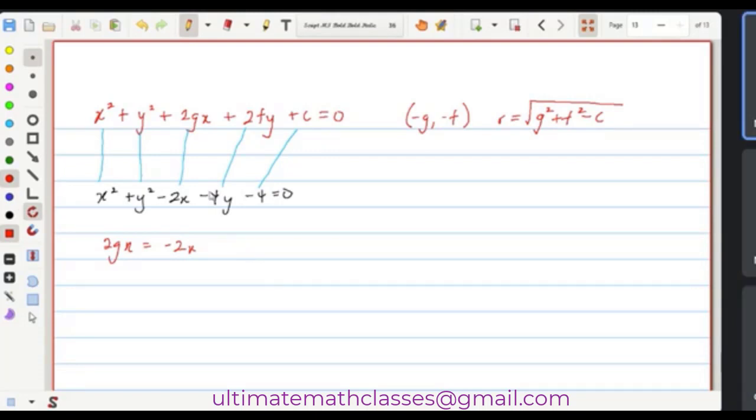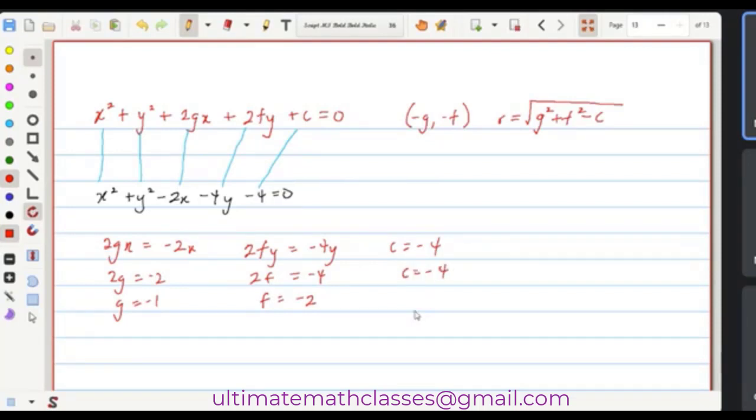Okay, but let's move accordingly. So 2fy is equal to negative 4y. Is that okay? Yes, sir. And c is equal to negative 4. Are we good? Yes, sir. With this one, if I divide both sides by x, I get 2g is equal to negative 2, and dividing by 2, I get g is equal to negative 1. And 2f is equal to negative 4 if I divide by y, then dividing by 2, I get f equal to negative 2. And c is equal to negative 4. Are we good? Yes, sir.